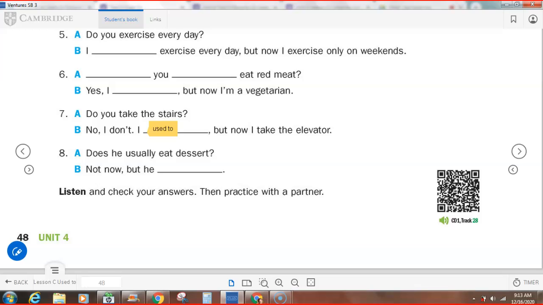Does he usually eat dessert? Not now, but he used to. He used to, with D. Good.